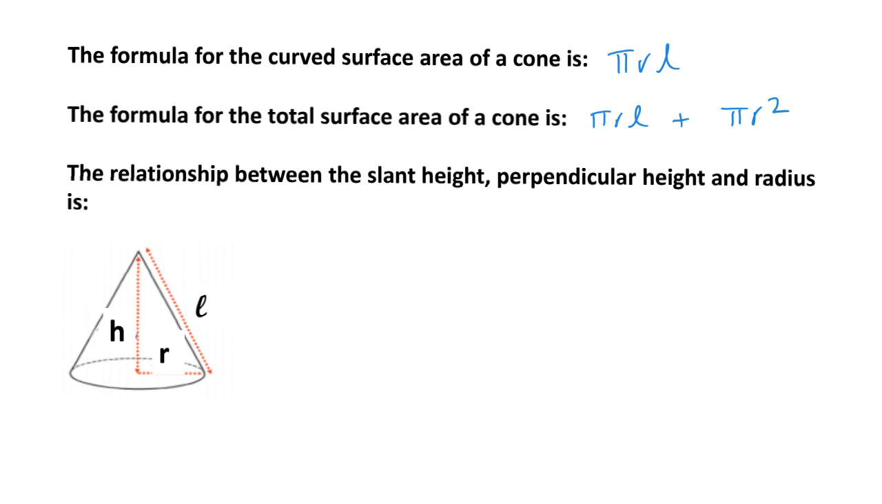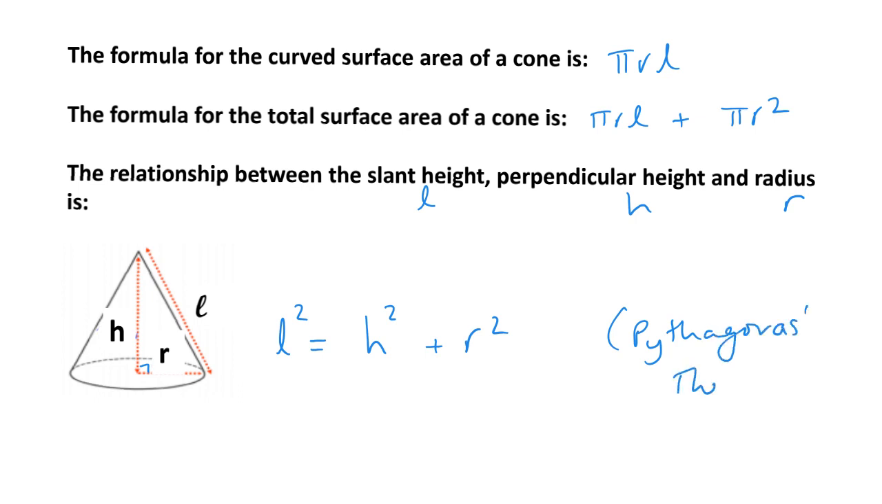And then this is a very important relationship between L, which is the slant height, the perpendicular height h, and the radius r. You can see they make a wee right angle triangle. So L squared equals h squared plus r squared. That's coming from Pythagoras' theorem.